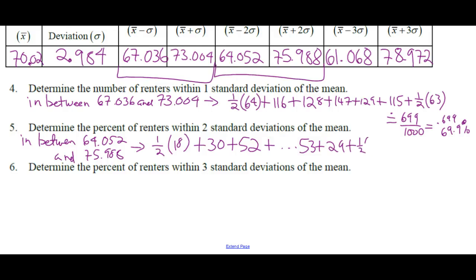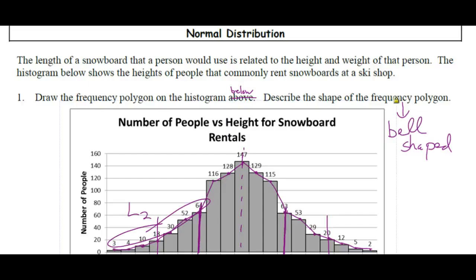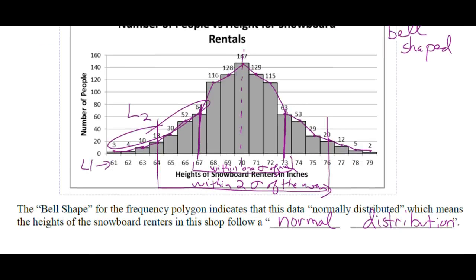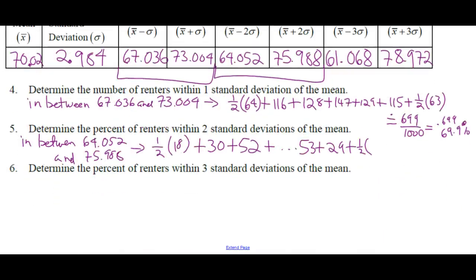Plus a half of, if we go back here, we're taking a half of this bar, a half of 20. So we started with a half of the 18 bar, added everything else up, and end with half of the 20 bar, which is 945 out of 1,000, which is 0.945, which is 94.5%. So of the renters, we could say 94.5% of them lie within 2 standard deviations of the mean.